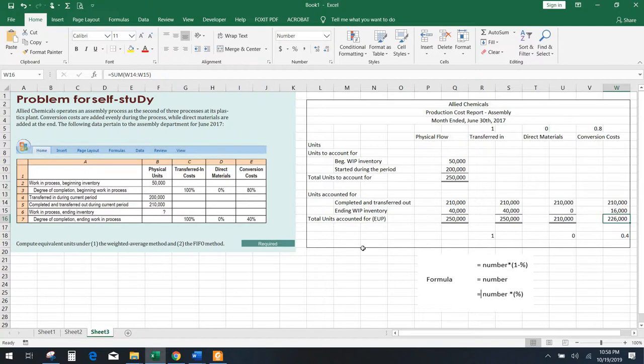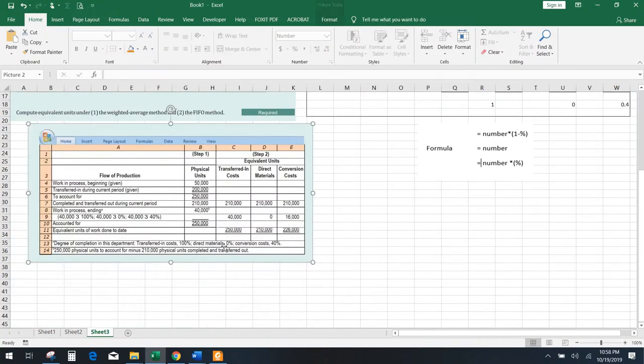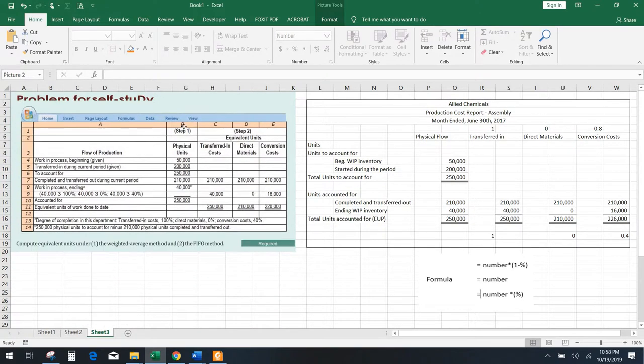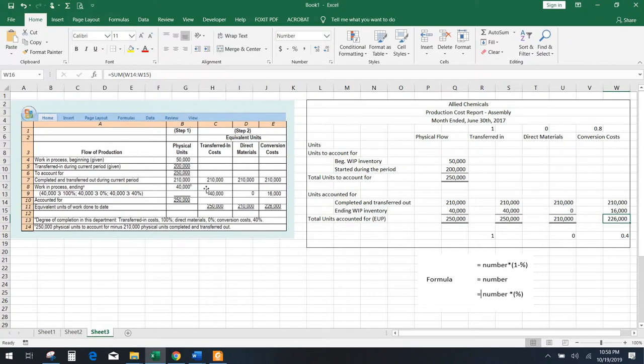And I forgot to show the solution on the last problem, but it is correct. I checked it. And this time I'll go ahead and show the solution. Right here are our physical units: 50,000, 200,000, 250,000. That's what we got. Completed and transferred out during the period, just given, and 40,000 in the work in process. We had to figure that out.